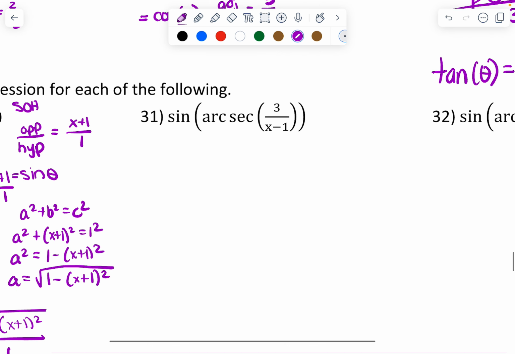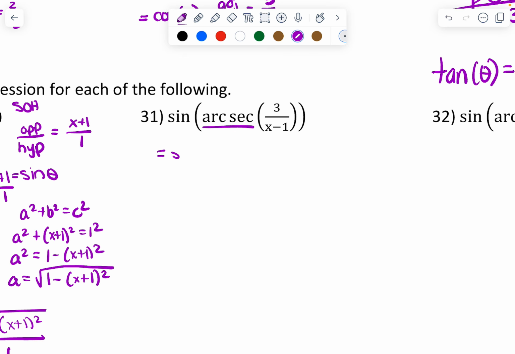All right, 31, we have sine of arcsecant of 3 over x minus 1. This one's a little more obvious because now we actually have a ratio. But what we've always been doing when we run into our reciprocals for inverse trig is we flip it back, all right? Cosine, sine, and tangent are a little bit more familiar.